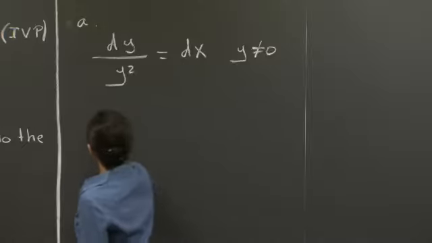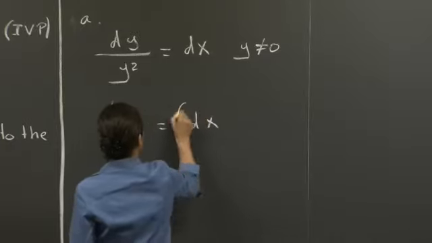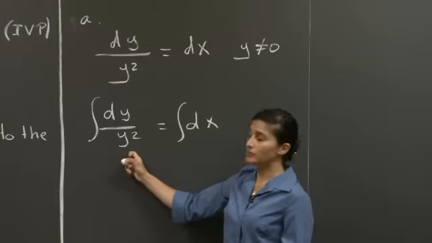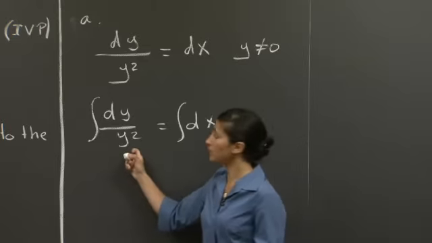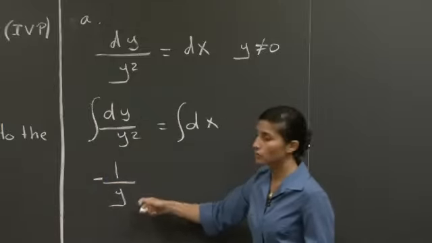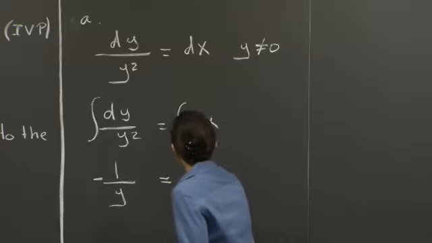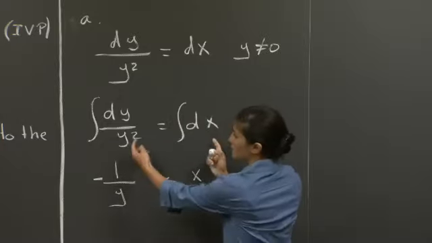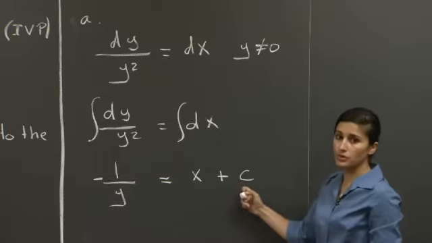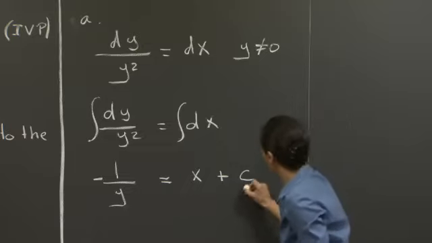From this step, we just use indefinite integrals to integrate both sides of the equation. The left-hand side is the integral of dy over y squared, and the integral of this gives us minus 1 over y. And on the right-hand side, the integral of dx is just x. Both sides would give us constants of integration, but we only need one because this is a first-order differential equation. And so we group them together on the right-hand side with constant c.